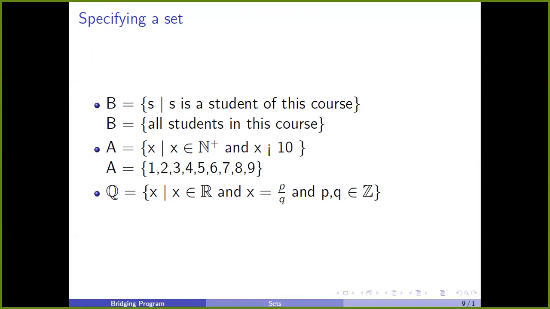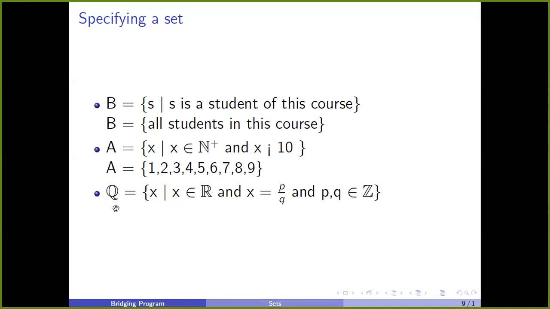So if you take 0.5, it's a rational number. Why? 0.5 is 1 divided by 2, right? So p is 1 and q is 2, right? And both are integers, right? And 0.5 is a real number, so 0.5 is a rational number, right?